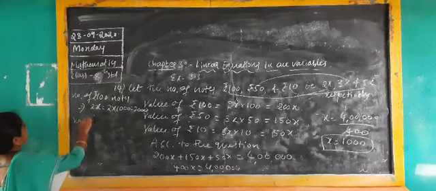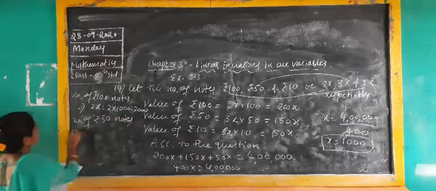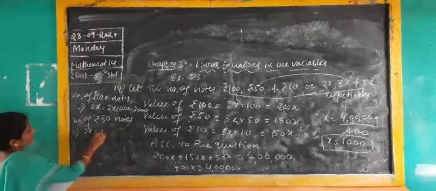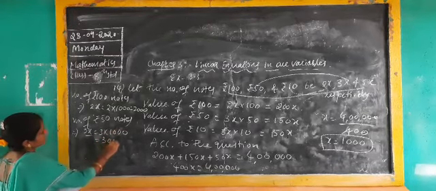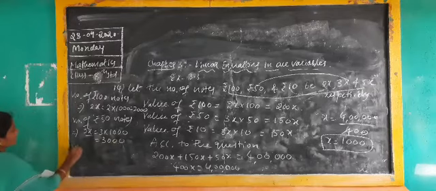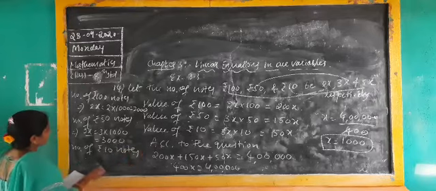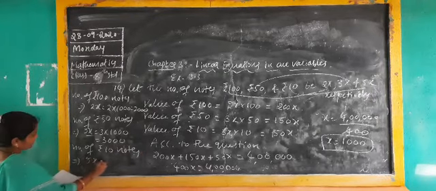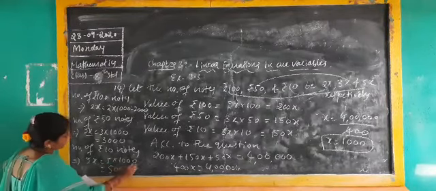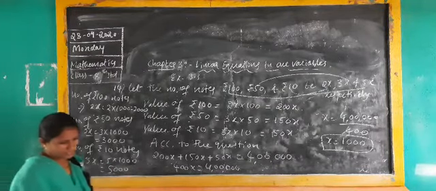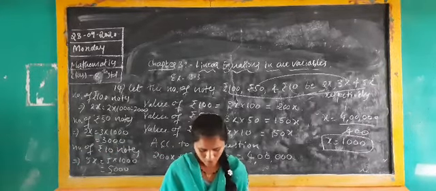Next, number of rupee 50 notes is 3x. 3 into 1000, with x value 1000, gives 3000 notes. Next, number of rupee 10 notes is 5x, which is 5 into 1000, so 5000 notes. Okay, now we have solved how many 100 notes, 50 notes and 10 notes there are.